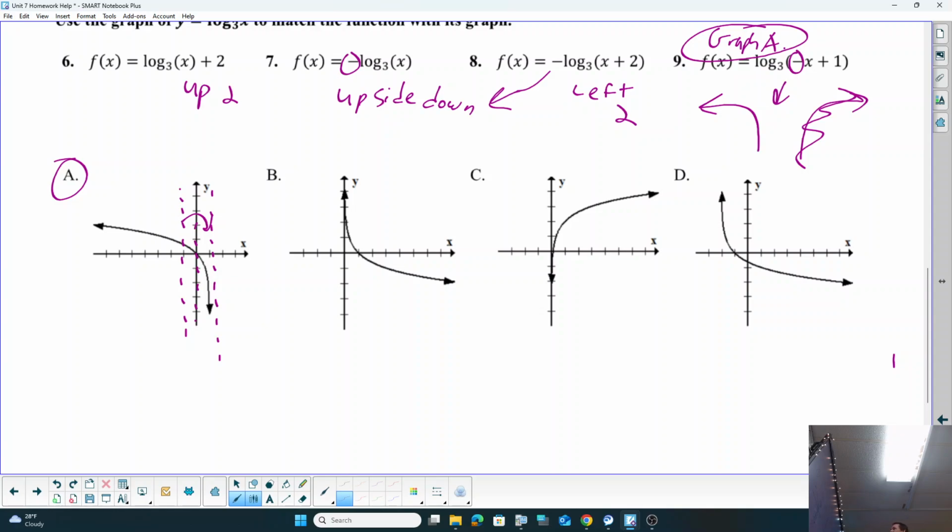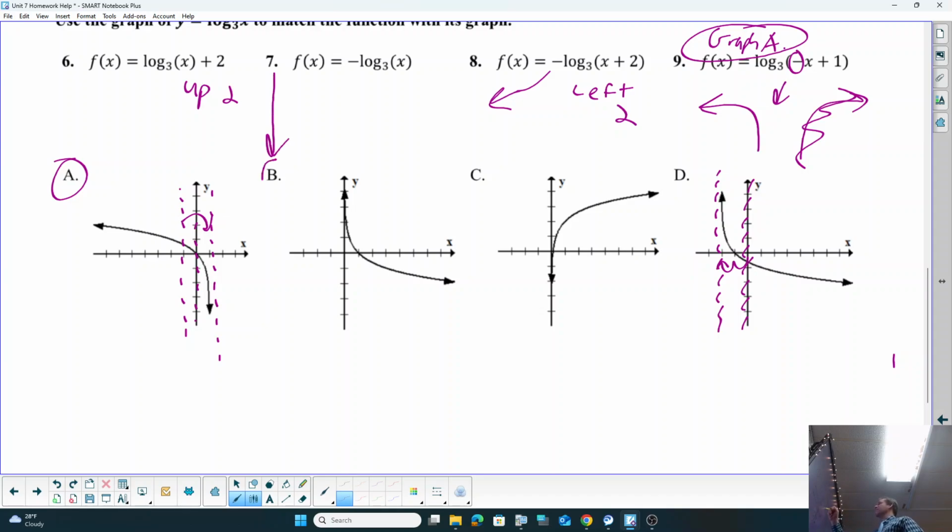Number 7 is upside down, but is it shifted left 2? So the original asymptote is here, and so that means that this asymptote has been shifted left 2. Yeah, so D is definitely not number 7. That's a different one. So what is number 7? Well, let's go ahead and show you these values. And I'm going to show you how to graph it by hand now. So it should be B.